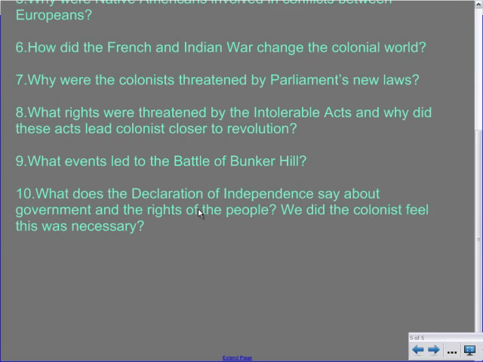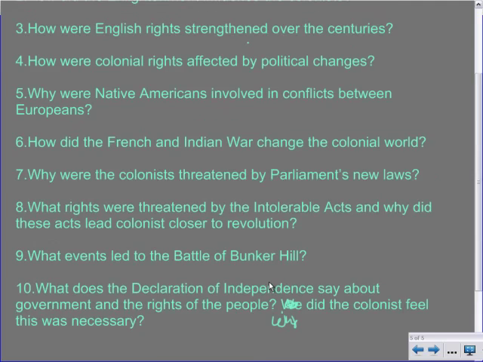What does the Declaration of Independence say about the government and the rights of the people? This should be why. Why did the colonists feel this was necessary? Why did they feel it was necessary for the government to protect people's rights? Who said that originally? What does that person say about it? What does the Declaration say about it? So, just look at all those things. Shouldn't be too bad. Just study over them.